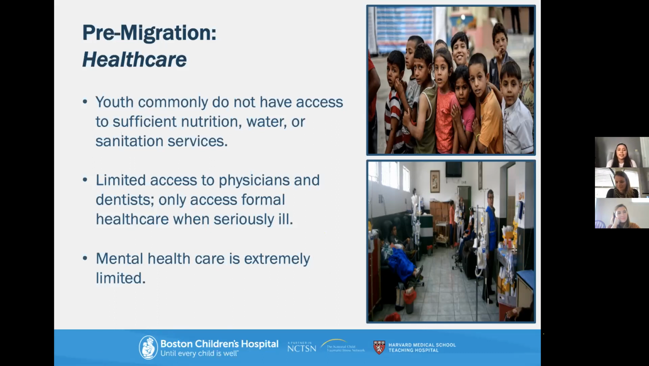Mental health care is extremely limited. I didn't even know what trauma means. When my therapist told me that I had trauma, I was like, what is trauma? I didn't know, but that made sense of why I cried every single day, and I didn't understand why. I had trauma and I didn't know.